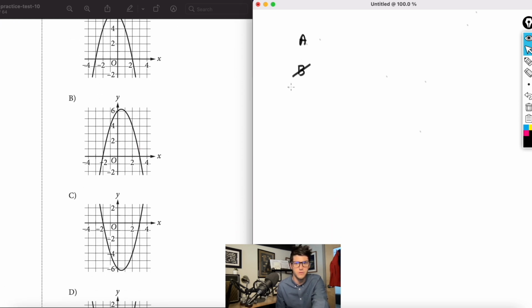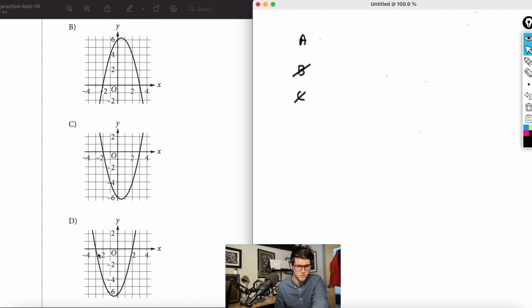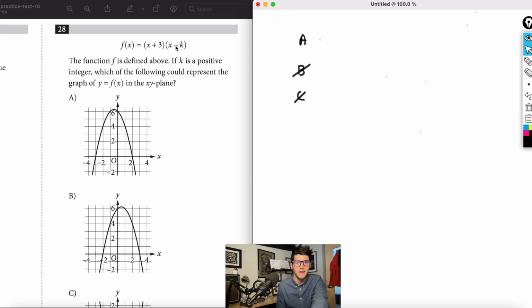It goes through +3. Classic mistake. C is also out. And D works. It goes through -3. So now we actually know what k is, because the only other point is 2. So that means this is x minus 2. So the equation is f of x equals x plus 3 times x minus 2.